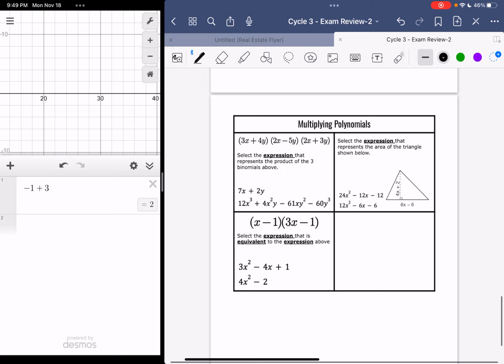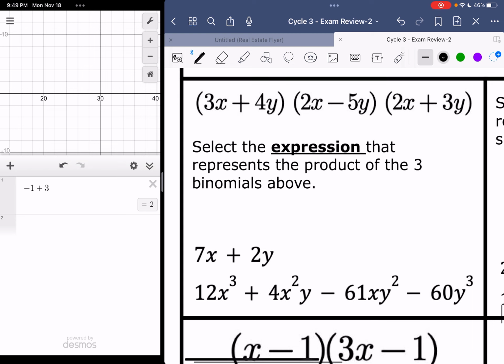All right, now we're on the very last topic. We have multiplying polynomials. Now, I'm not going to lie, this is one I recommend you learn how to do in Desmos, but let's go ahead and get through it. It says select the expression that represents the product of the 3 binomials above. So we are multiplying the first one times the second one, then times the third one.